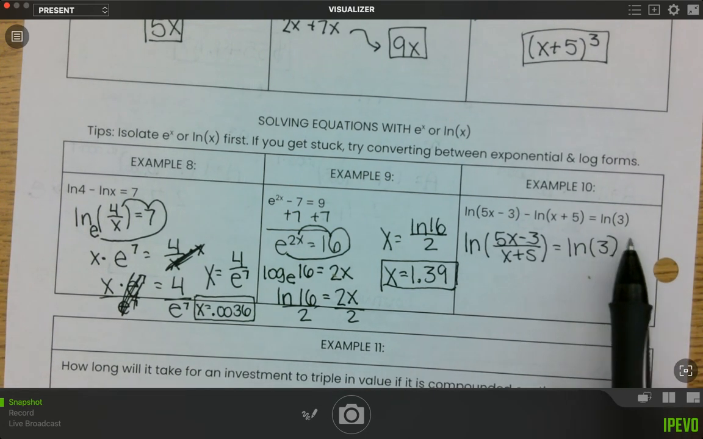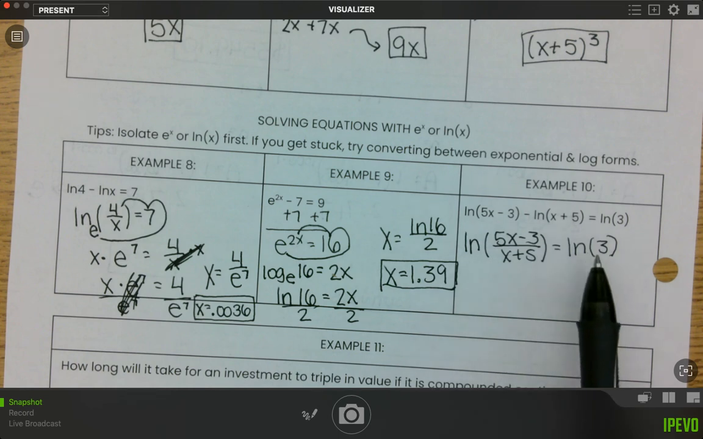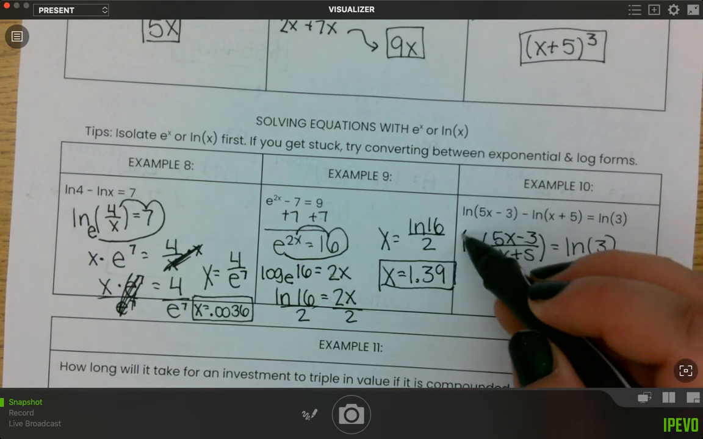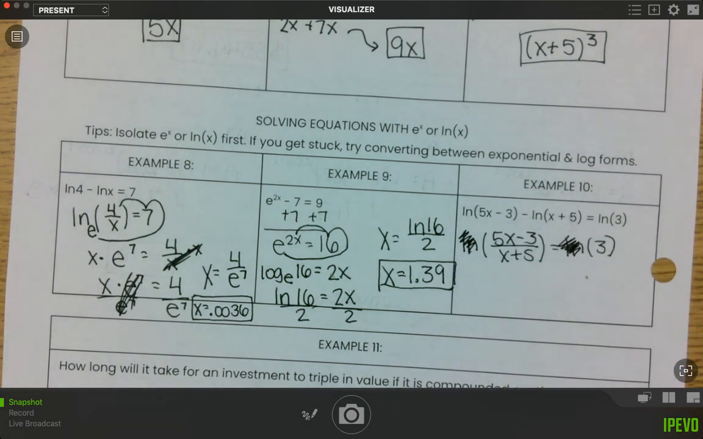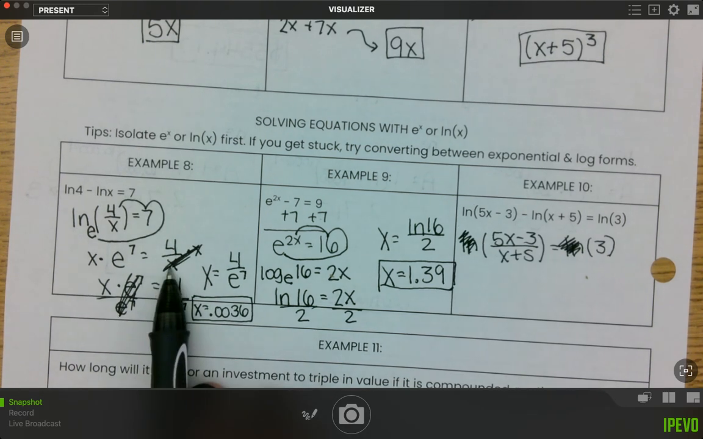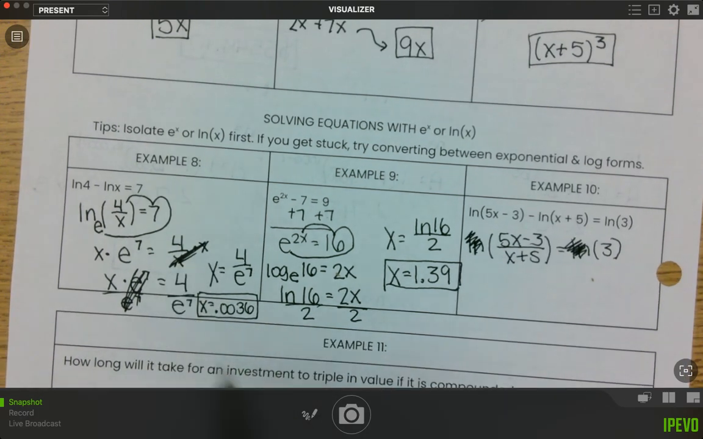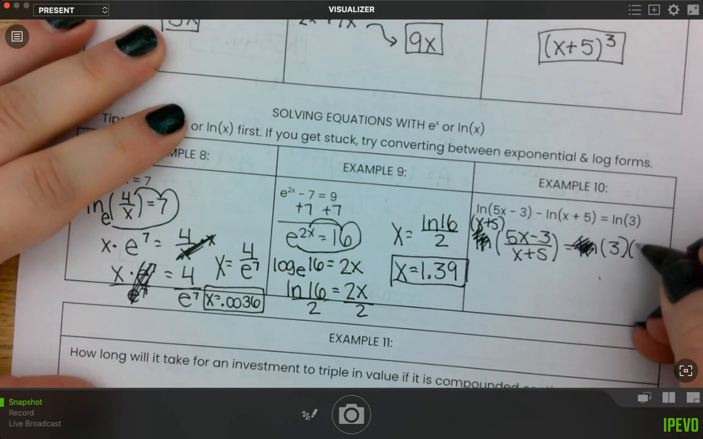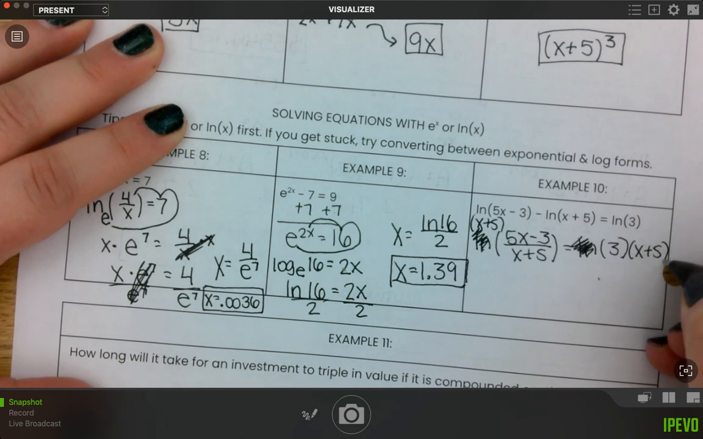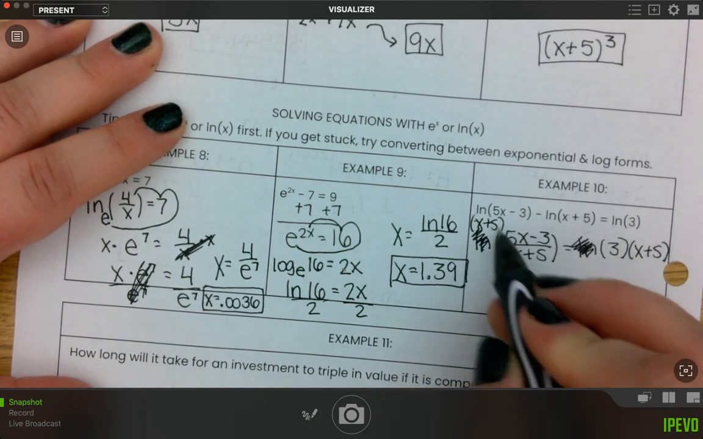Don't forget that when you have 2 logs of the same base on both sides, those just cross out, and you're pretty much just solving the equation 5x minus 3 over x plus 5 equals 3. When you have a fraction that involves variables, or a fraction that you want to get rid of, just like I did over here where I multiplied by x to cancel it out, I'm going to multiply by x plus 5 on both sides so that these two can cancel.